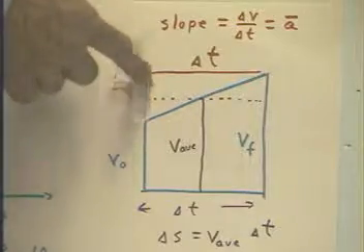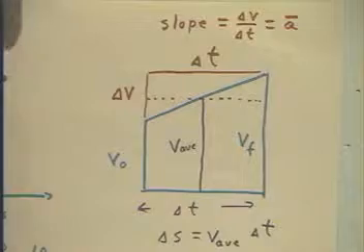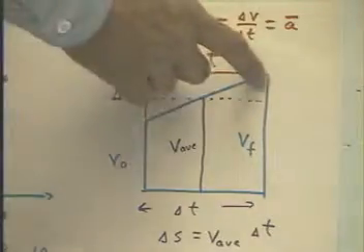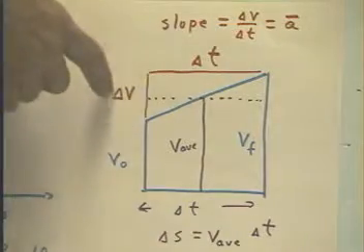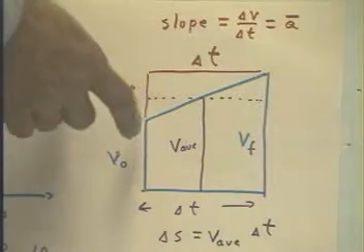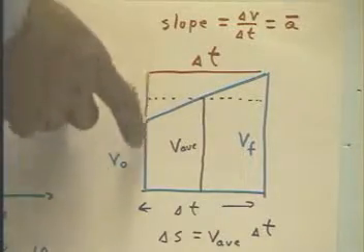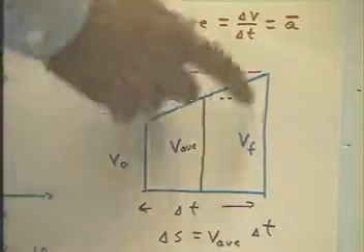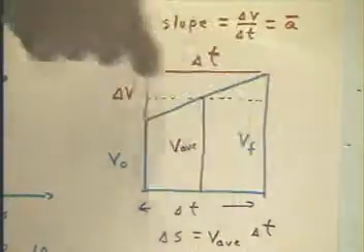The rise of the graph is the change in velocity. The run is the change in the time, the clock time, the time interval, the length of time over which the velocity changes by this amount. We see that the change in velocity is a difference between the initial and the final velocity. We add this to this and we get this.